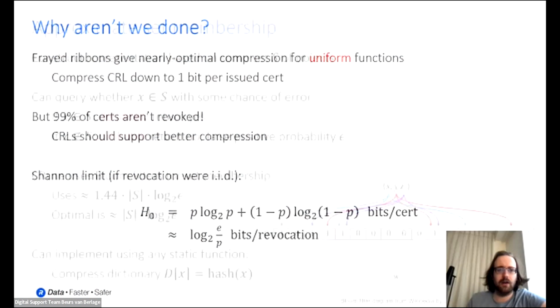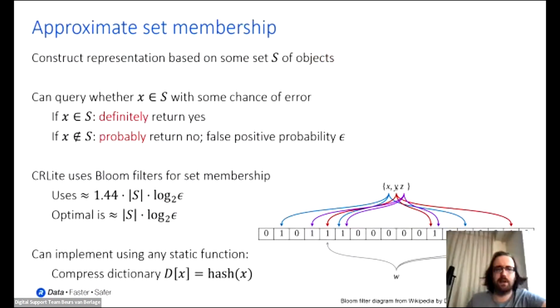To do that, CR-Lite compresses its databases. So CR-Lite uses a primitive called approximate set membership. It uses specifically Bloom filters, and these are closely related to static functions. The idea is that you have a set S of objects and you want to compress it so that from the compressed form you can query whether an object was in the set.